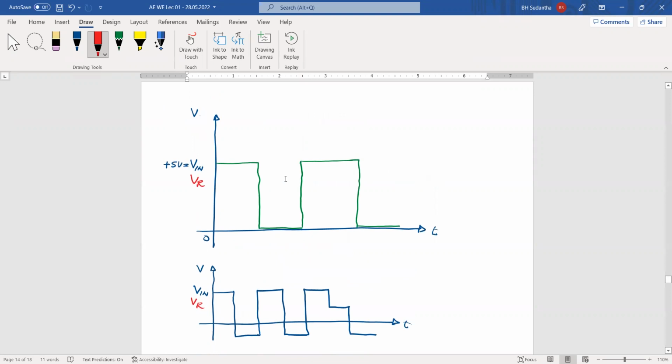What about this one? Here the V in is 5 volts. It's changing between 0 volts and 5 volts. And when the V in is 5 volts, VR will be how much?